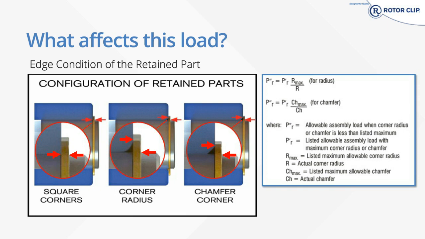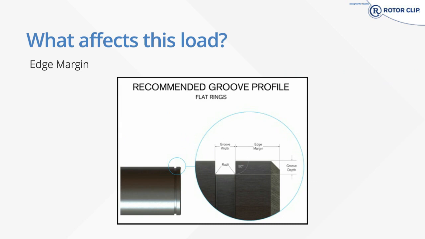Another thing to consider is edge margin. To ensure that PG listed in the catalog is appropriate, the shaft or housing must have enough material to back up the groove wall. The distance between the groove wall and the edge of the shaft is the edge margin, known as Y as the variable for that. D being the groove depth.